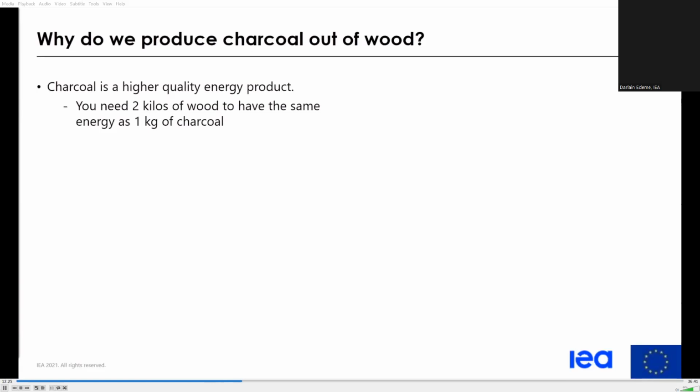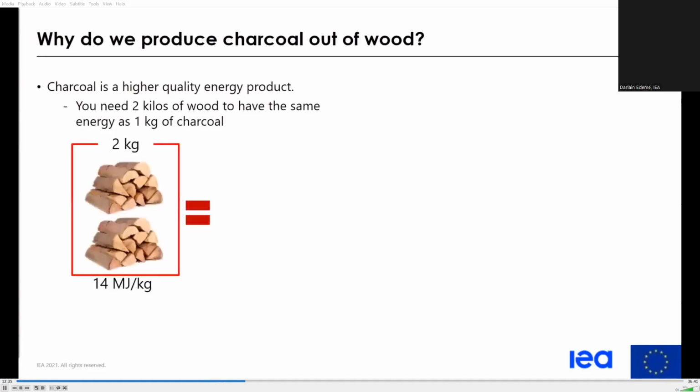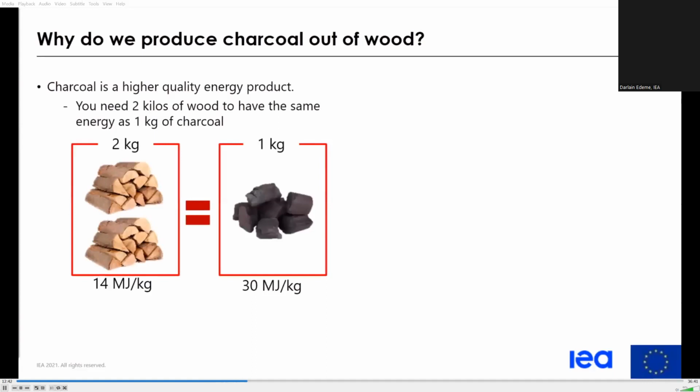Firewood net calorific values are very variable depending on the type of wood and the moisture content when it is burned. On average, we can assume that it is 14 megajoule per kilogram. Charcoal, on the other hand, is a higher quality energy product with a calorific value of around 30 megajoule per kilogram. So it is more practical to store and transport charcoal because with the same energy, you need less volume and weight.